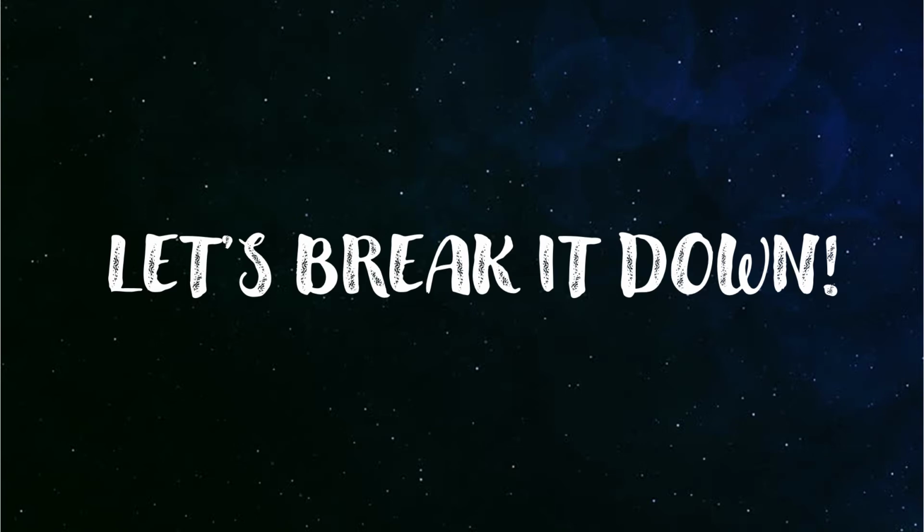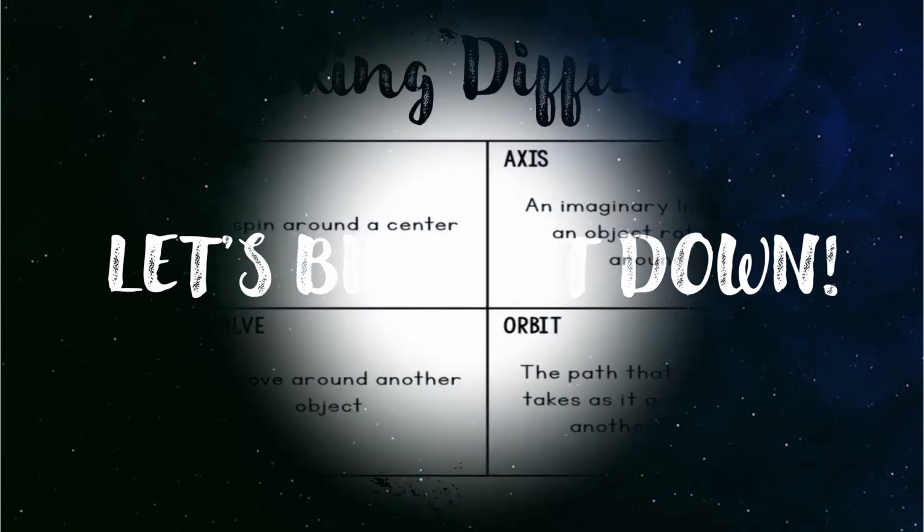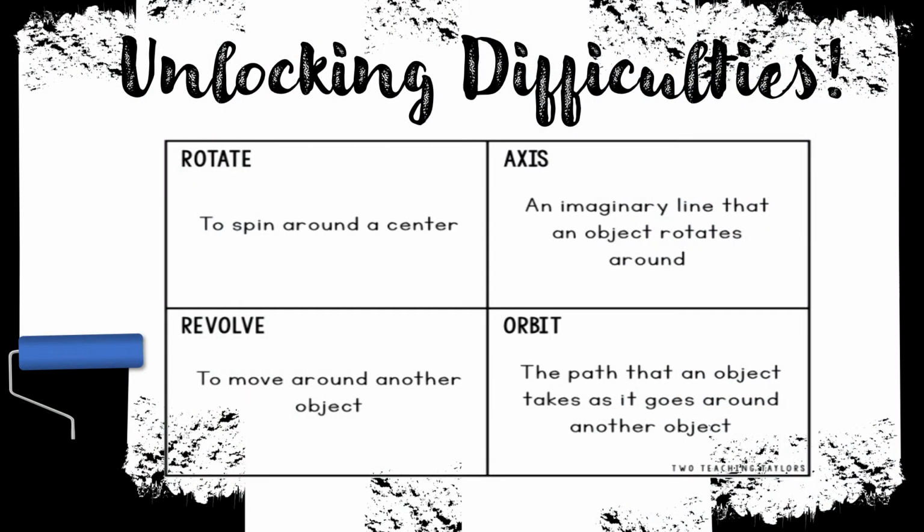Alright, so that is Earth's rotation. Now let's break it down. What are the words that have been mentioned in the video? So let's unlock those words. We heard the word rotate. Rotate means to spin around a center.